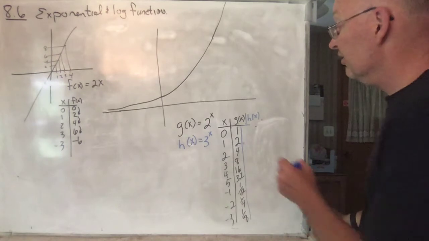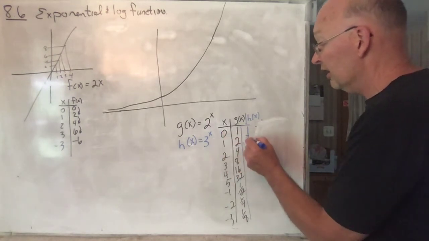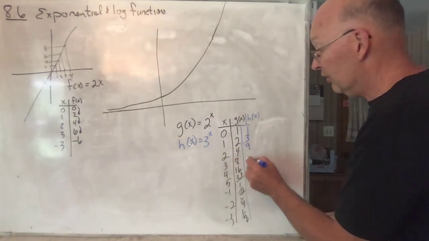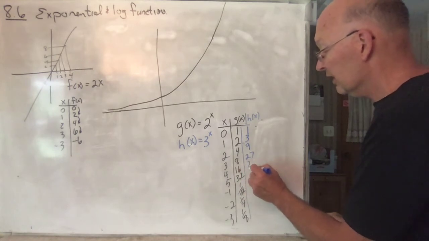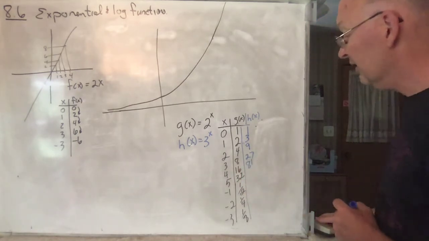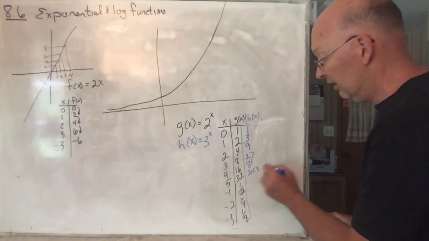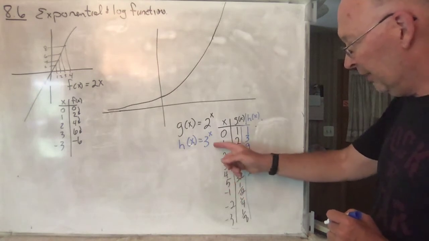And h of x, h of 0 is again 1. You stick in a 1 here, you get 3. 3 squared is 9. 3 cubed is 27. 3 to the 4th power is 81. That's 9 times 9. 3 to the 5th power is 243. That's as far as I can go. Multiplying by powers of 3.